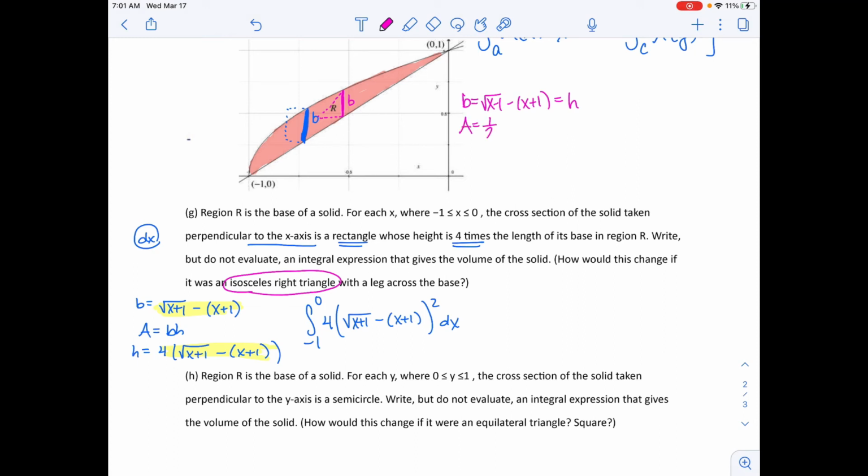The area of a triangle is 1/2 base times height. And so this is the integral from negative 1 to 0 of 1/2 base, which is square root x plus 1 minus x plus 1, times the height, which is that same thing, so squared, dx. So that's what it would look like for an isosceles right triangle.